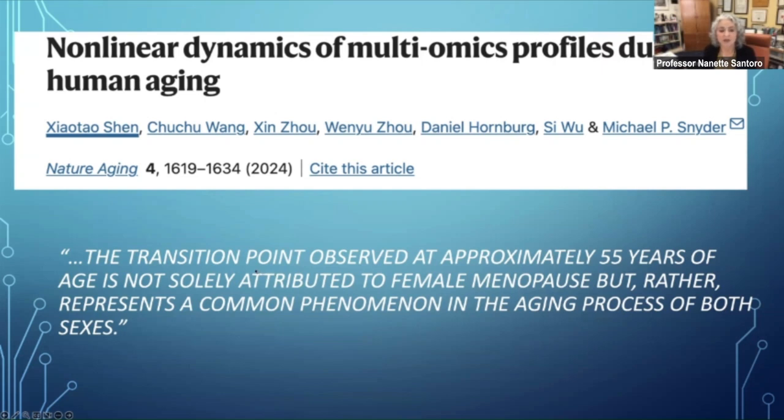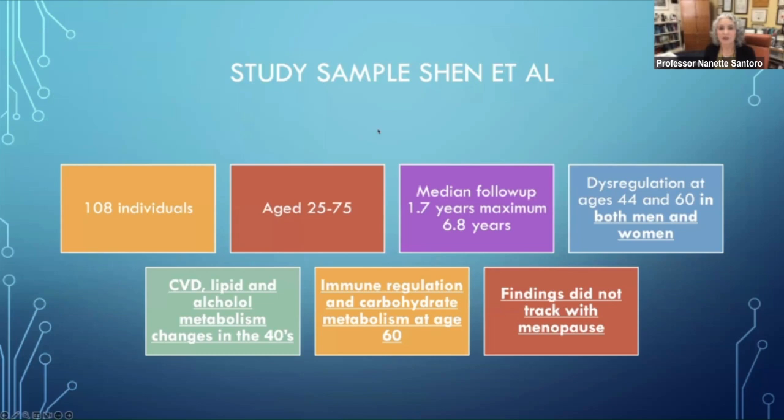What they found was that there were transition points in aging in both men and women, and they were not trackable to menopause per se. So just to review it, it was 108 people. They were aged 25 to 75. They followed the participants for a maximum of almost 7 years, and they found dysregulation at these two age points, 44 and around age 60.